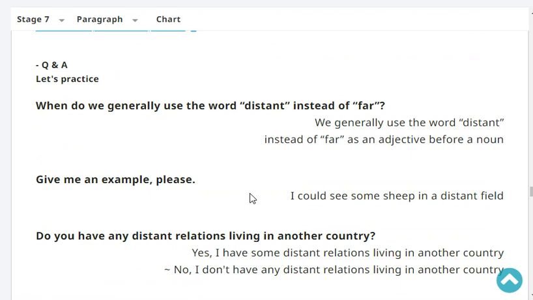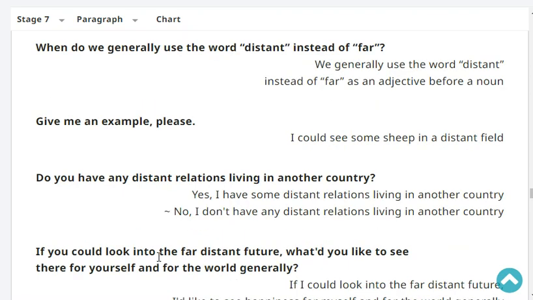When do we generally use the word distant instead of far? We generally use the word distant instead of far as an adjective before a noun. Give me an example, please. I could see some sheep in a distant field.